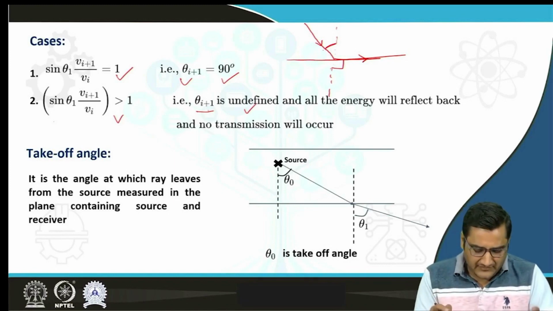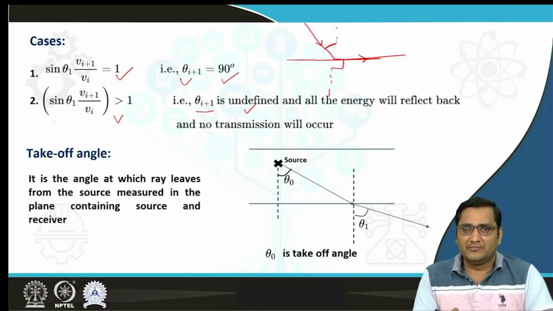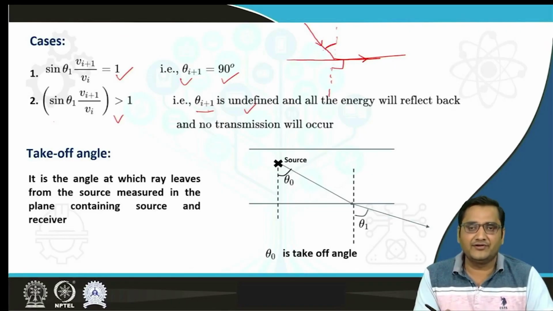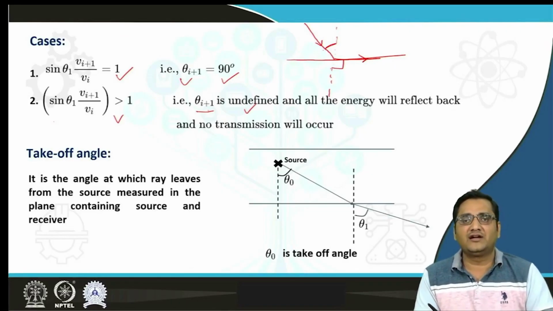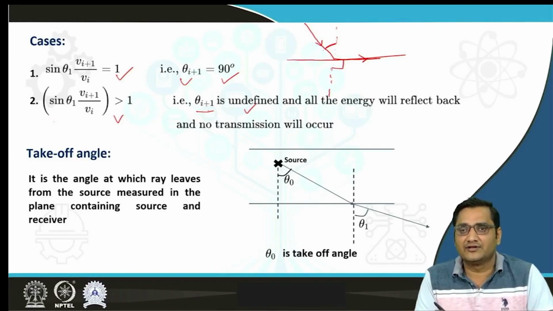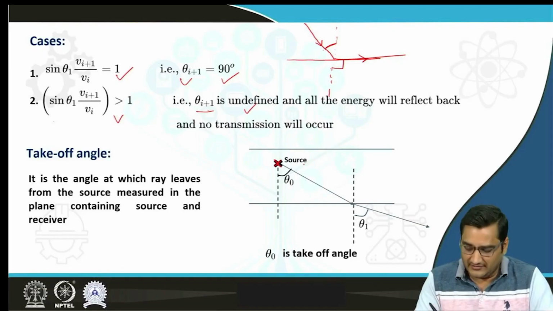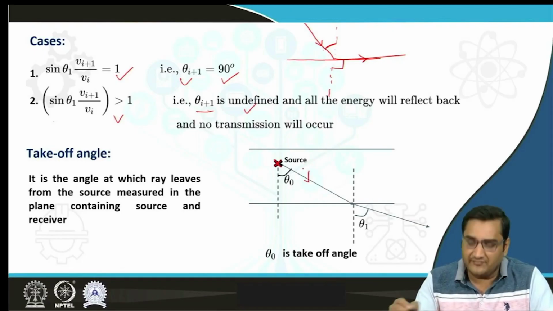So now let's talk about the takeoff angle a bit. So what is the takeoff angle? As per the definition, it is the angle at which the ray leaves the source, measured in the plane containing the source and receiver. Let's suppose, as per this geometry, this is the source, and this is the ray which is emanating from this source.